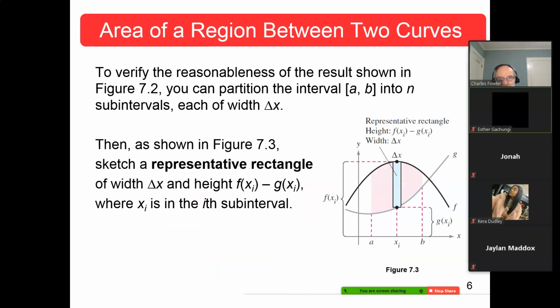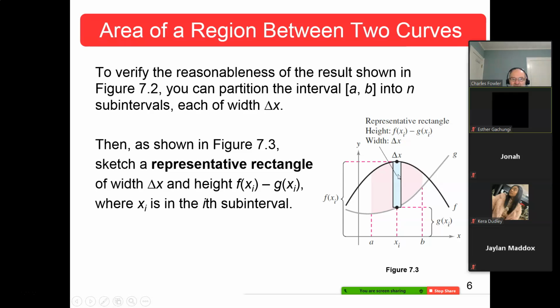To verify the reasonableness of the result, and this is what I was just saying, you can partition it into n subintervals, each of width delta x. Then as shown in this figure, the sketch of a representative rectangle would be f here minus g here. That would be the length of that rectangle. Width is delta x. So your area would be f of x minus g of x times delta x.